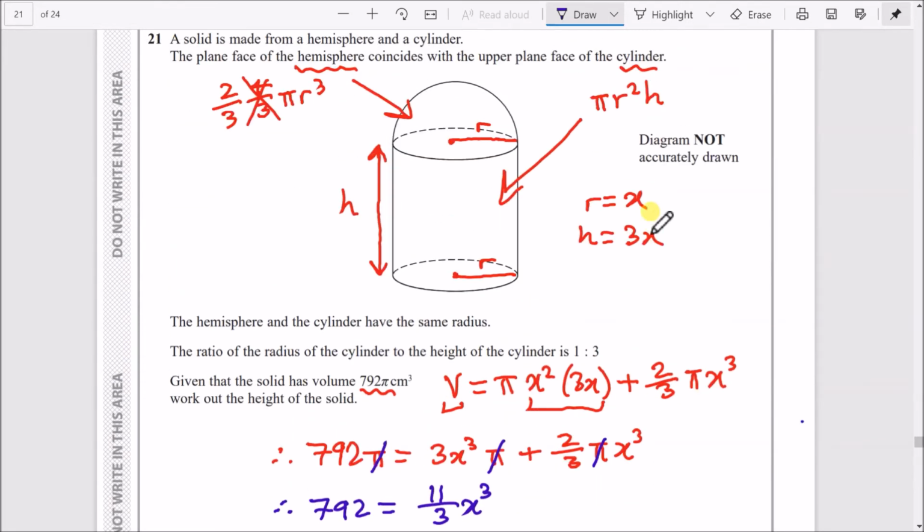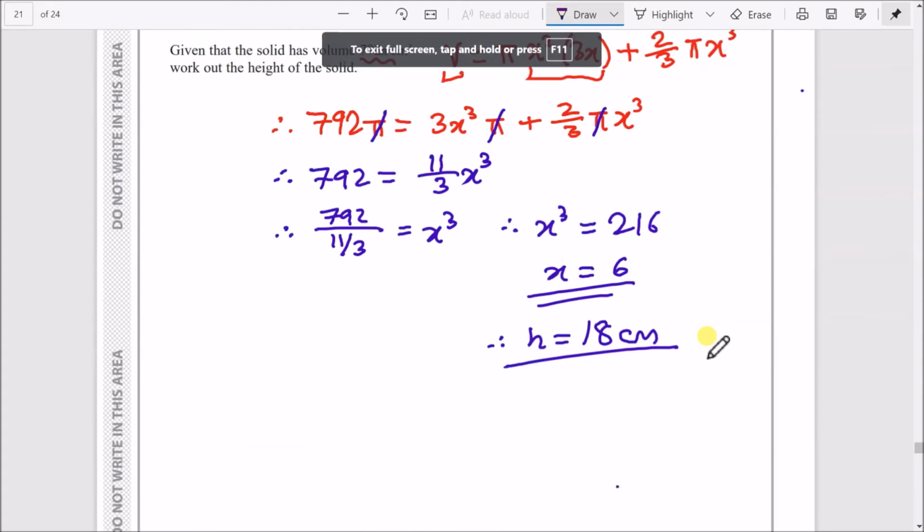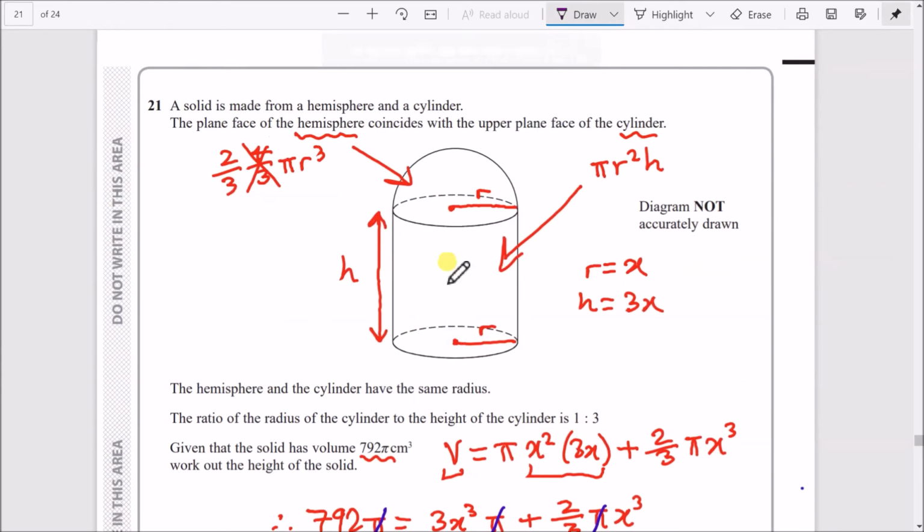And remember, x here represents the radius. So to get the height, it's going to be 3 times x. So 3 times 6 means the height is going to be 18 centimeters. Sorry, guys. They want the height of the solid, not the height of the cylinder. So actually, the height of the solid is the whole thing up.